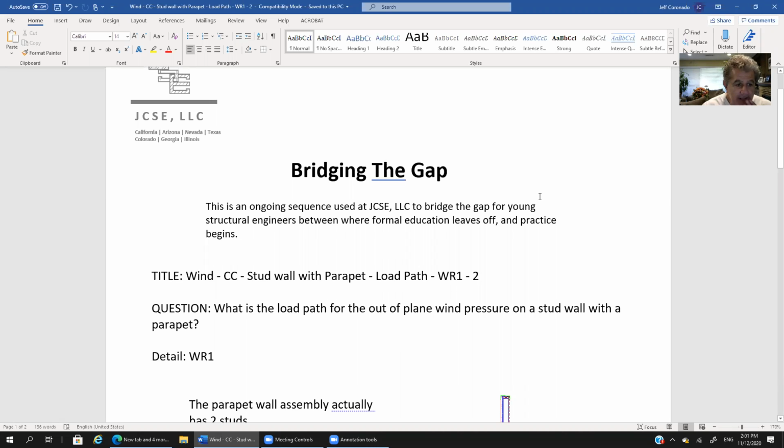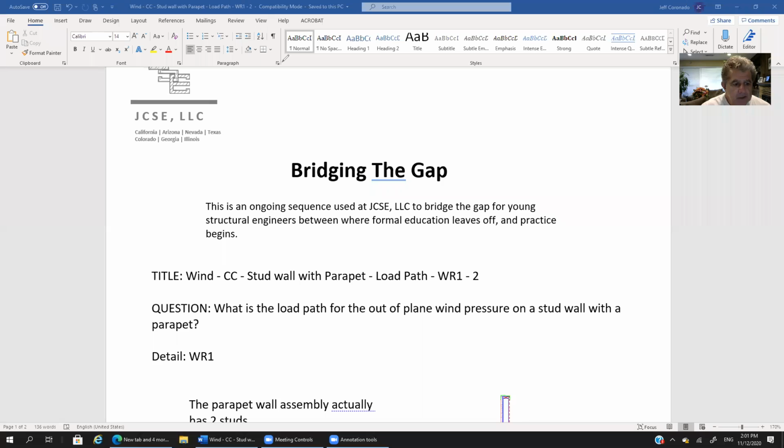So the title of the tutorial that we're doing today is wind, CC, that's component and cladding, a stud wall with a parapet, and what we're looking at in particular is the load path.